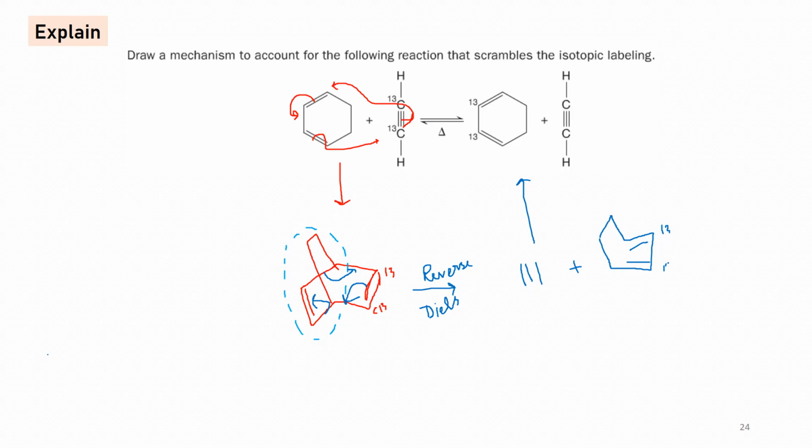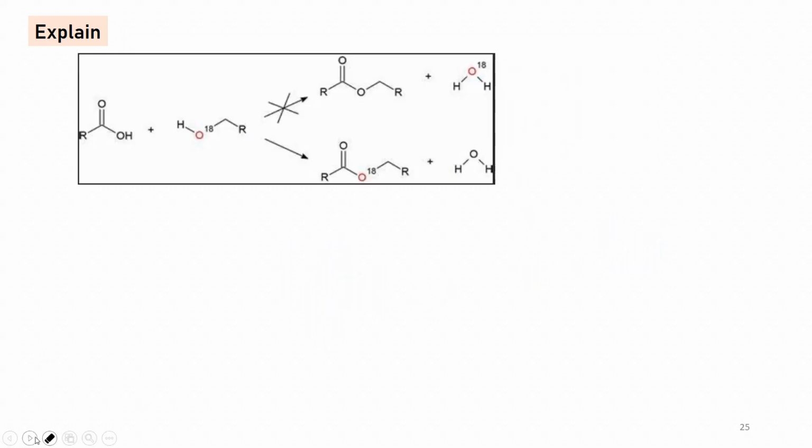So here from just the product we can get an idea that first a Diels-Alder reaction is taking place, after that a reverse Diels-Alder reaction will take place. Okay, let's go to the next question.